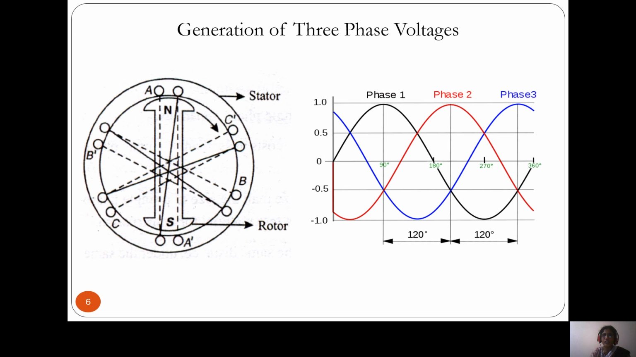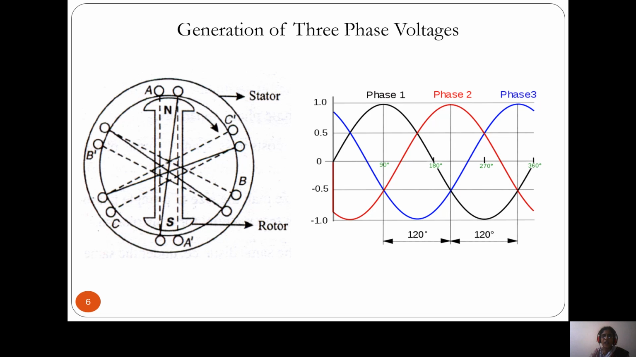And how the generation of the three-phase voltage is developed: for single-phase voltage, only one conductor is placed across the poles. Whenever the conductor cuts the flux lines, an EMF is induced, which is equal to Em sin omega t. In a three-phase system, three conductors, three windings, must be placed.